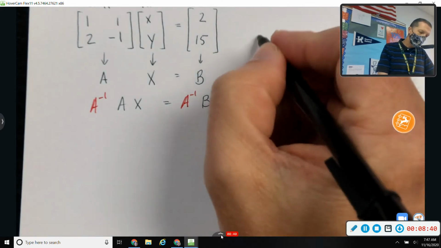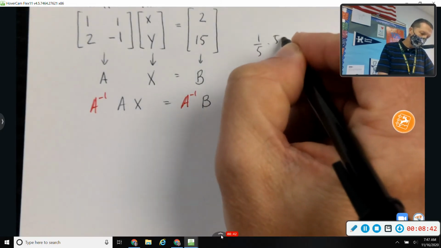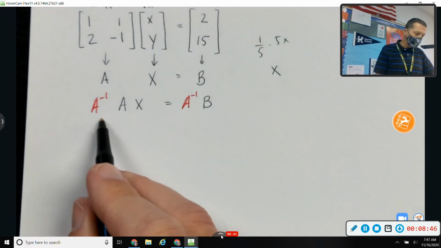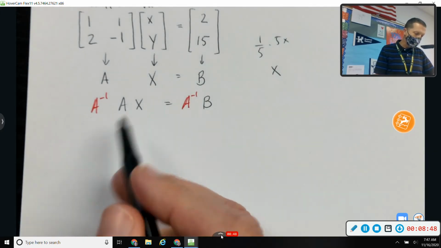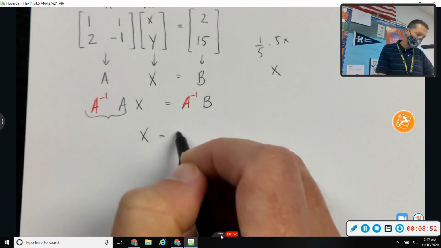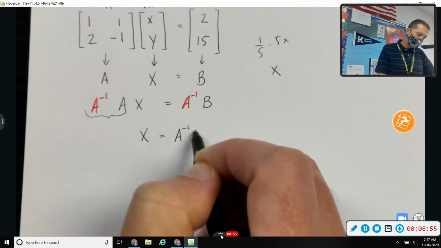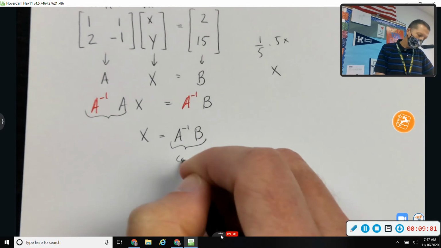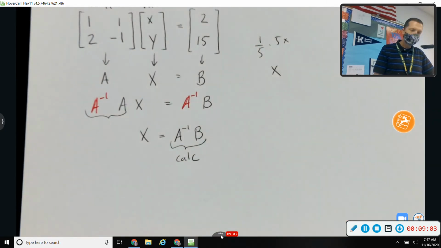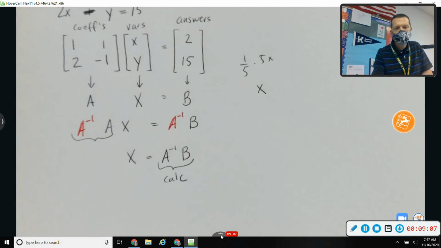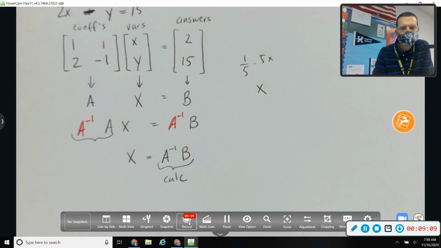And just like 1/5 times 5x got us down to just x, A inverse times A times x, well, those would cancel each other out, and we're left with just x. A inverse times B, we could do in the calculator. So if you don't have a calculator, grab one, and we'll put them into the calculator.